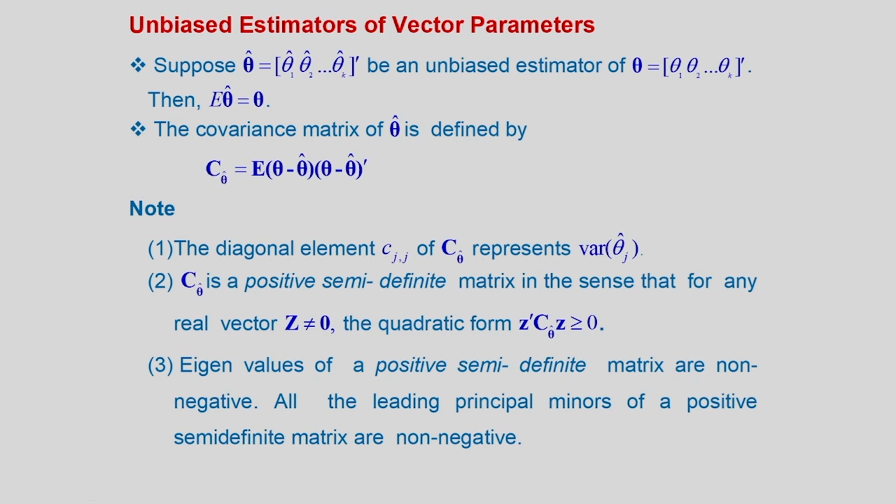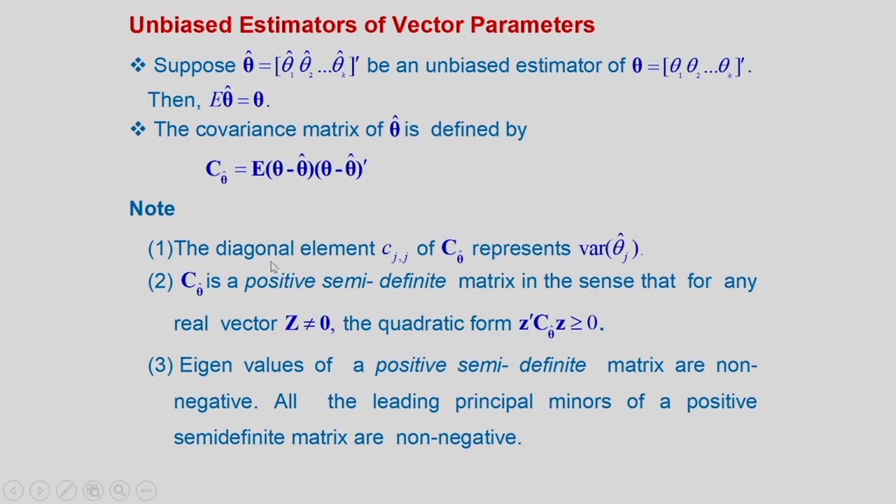This covariance matrix is a positive semi-definite matrix. How do I define a positive semi-definite matrix? For any real k-dimensional vector z not equal to 0, the quadratic form z transpose C(theta hat) z will always be greater than or equal to 0. This is the definition of positive semi-definiteness, and if it is greater than 0, then it will be positive definite.